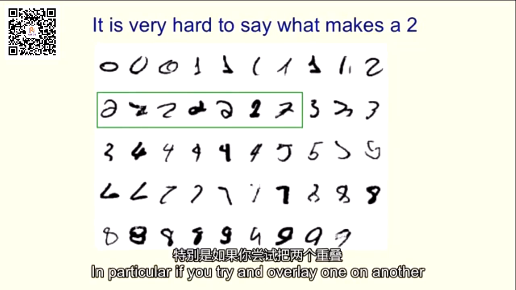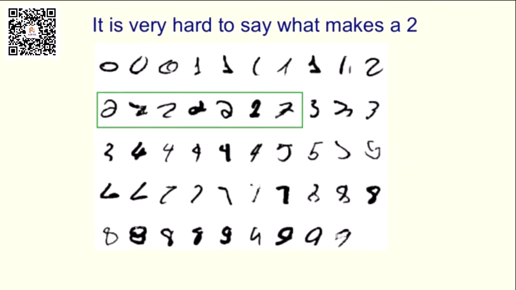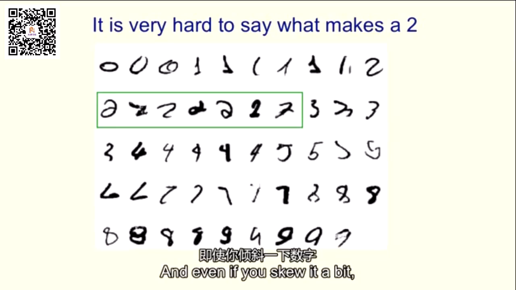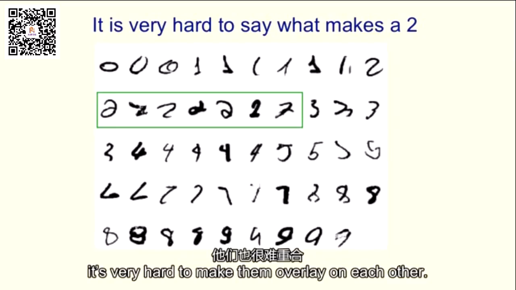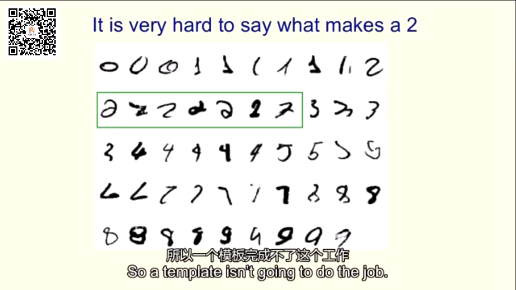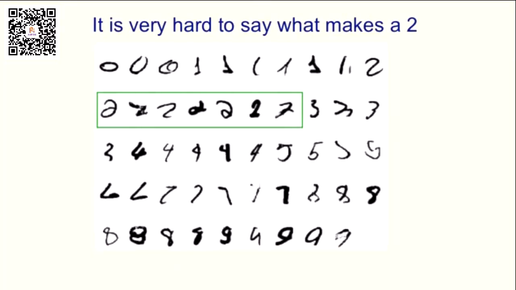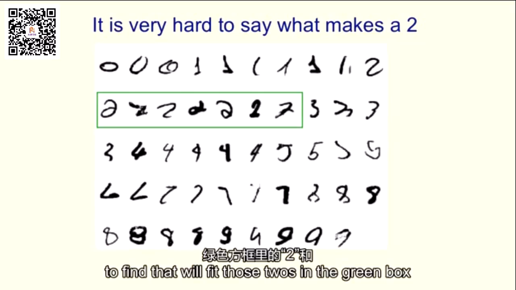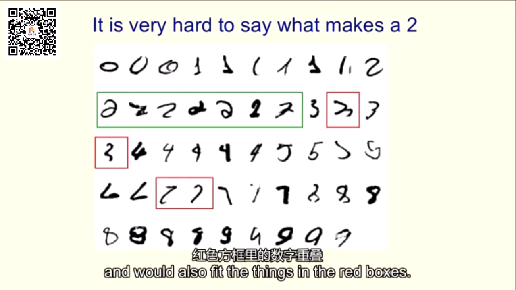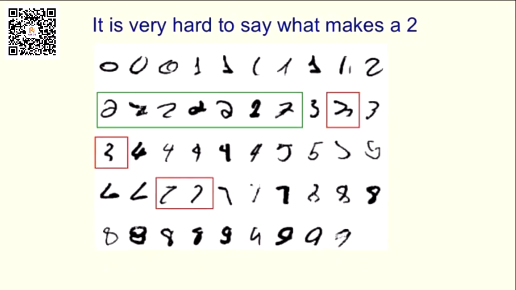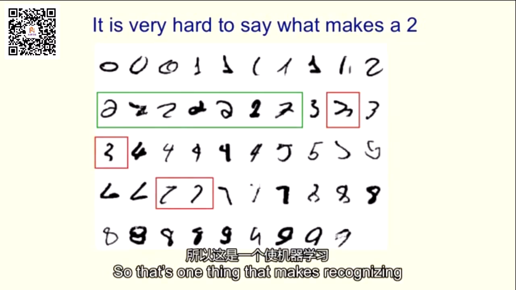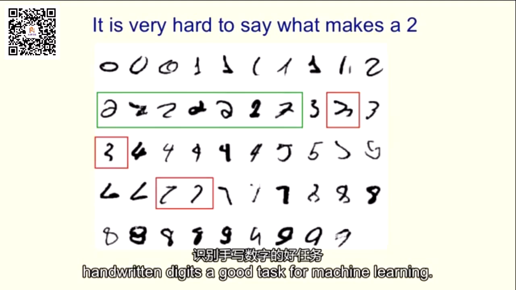In particular, if you try and overlay one on another, you'll see it doesn't fit. And even if you skew it a bit, it's very hard to make them overlay on each other. So a template isn't going to do the job. In particular, a template is going to be very hard to find that'll fit those 2s in the green box and won't also fit the things in the red boxes. So that's one thing that makes recognizing handwritten digits a good task for machine learning.